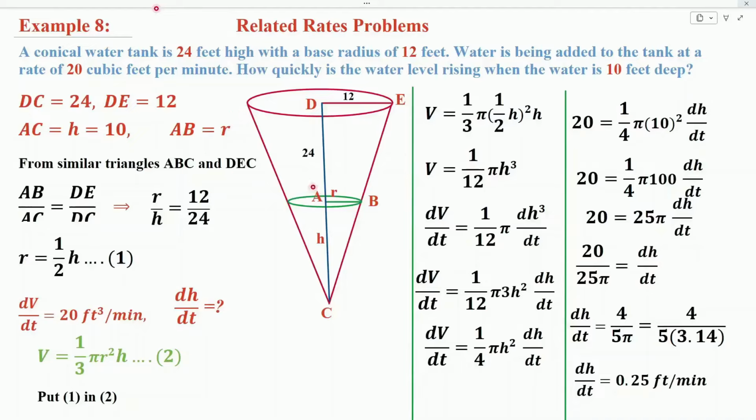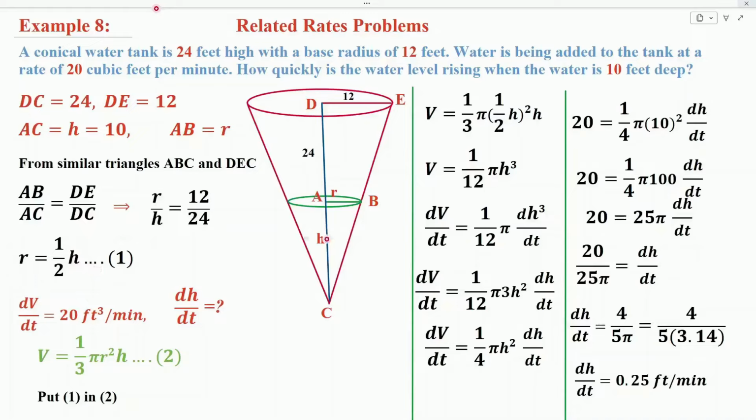There are two triangles, ABC. The other triangle is DEC. Comparing these two triangles in a similar way, just like in the previous example, we write AB divided by AC, just like here, is equal to DE divided by DC, and now we substitute the value of AB, which is R, AC is H, DE is 12, DC is 24, as we can see in this data. Simplifying, we get that R is equal to 1 over 2 H.